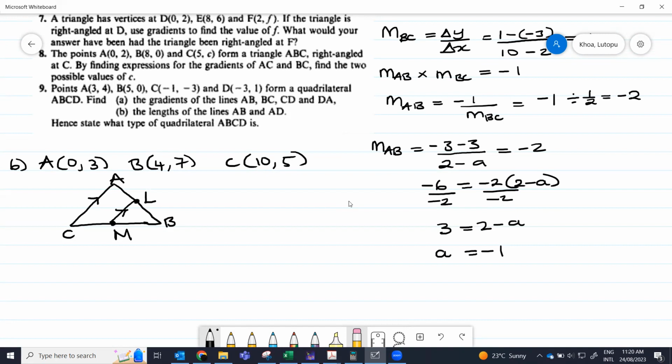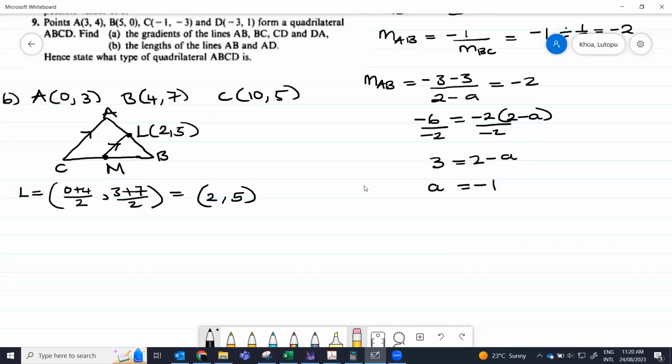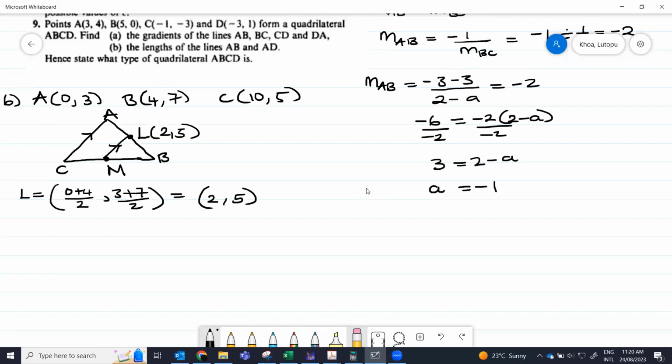Okay, so we need to work out L and M. So L, because it's the midpoint, we use the midpoint formula. So I say 0 plus 4 divided by 2, comma, 3 plus 7 divided by 2. This is 2, and this is 5. So this is the coordinate of L. It's 2, 5. Then I do the same thing with M.